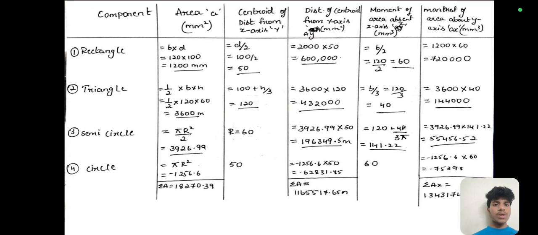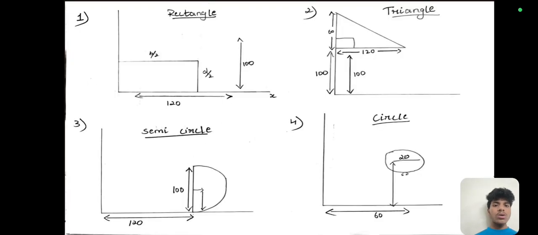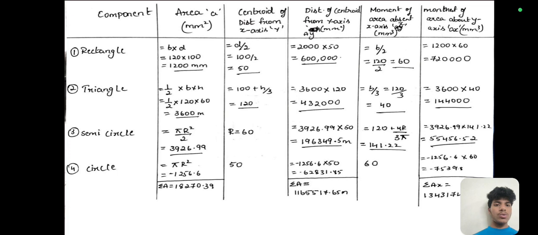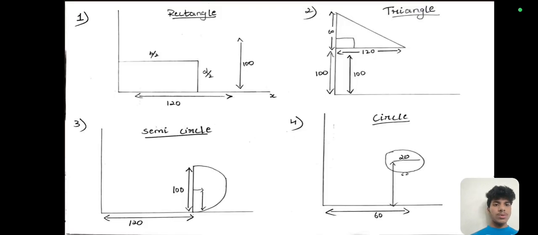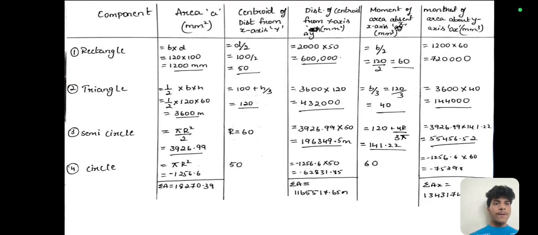So if we do pi r square by 2, we will get 3926.99. The centroid distance from the x-axis will be r, so that is 60. Next, the distance of the centroid from the y-axis, A y. So area A times y: we have to multiply 3926.99 into 60. After multiplying it, we will get the answer as 196,349.5 mm cube.